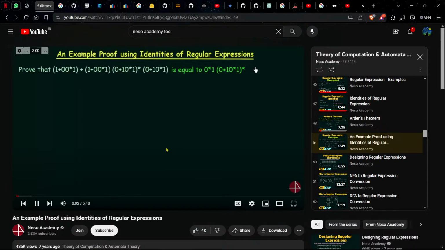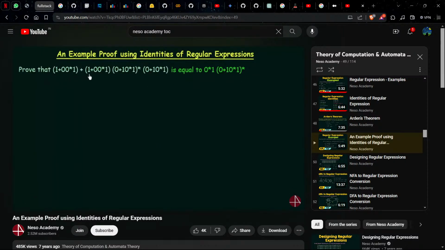Till now we have completed the identities of regular expressions, and we have also studied Arden's theorem, and in this lecture we will be trying to prove a regular expression that is given here. So it says that prove that this is equal to this. These are two regular expressions, and the first one is 1 plus 00*1 plus (1 plus 00*1)(0 plus 10*1)*(0 plus 10*1), and we have to prove that this is equal to 0*1(0 plus 10*1)*.